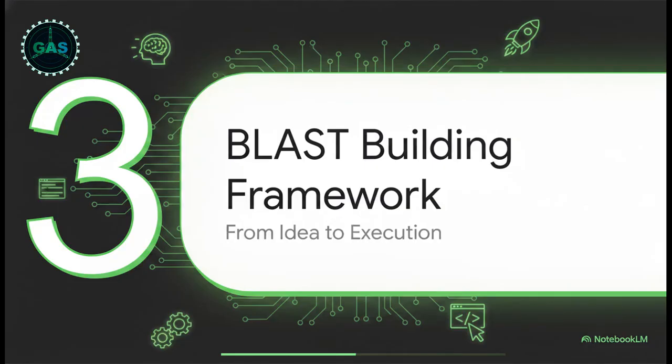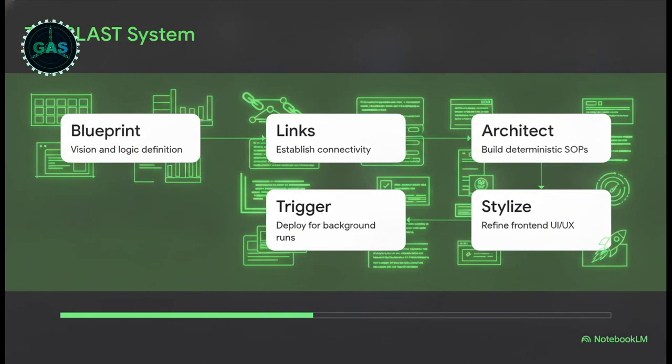Okay, Section 3, the BLAST building framework, from idea to execution. So, giving a brilliant agent access to your tools is fantastic, but giving it bad instructions, well, that still leads to bad outputs. That's exactly why we need BLAST. BLAST is a 5-step system designed to guide your AI pilot incredibly reliably, going from idea to execution without hallucinating or making those costly mistakes.